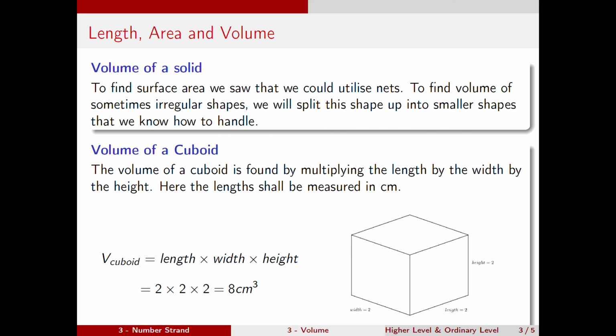A shape that we would maybe try and split into would be, say, something like a cuboid. The volume of a cuboid is found by multiplying the length by the width by the height. We can see that the lengths here are measured in centimeters. So the volume of a cuboid is equal to length by width by height, which in this case, as it's a cuboid with equal sides, the length, the width and the height are all the same. So all we do is multiply 2 by 2 by 2, which gives us 8 centimeters cubed.